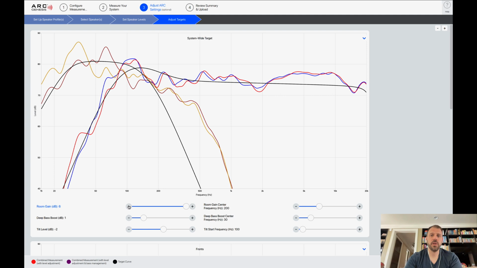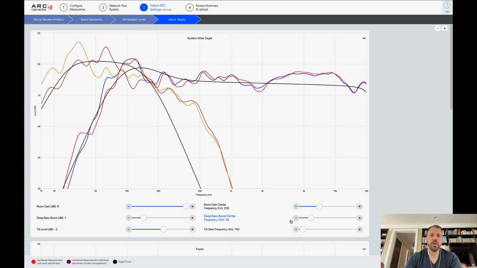So one of the first things I do is I take my room gain up to the maximum, 6. I found that Anthem applies a room gain of about 3 dB. It did 3 dB in my theater. It also did 3 dB by default in the living room. So I take that up to 6 and still add a hair, just a little bit of deep bass boost, in this case just 1. And pulling down the tilt level brings the high frequency down, putting in a minus 2.